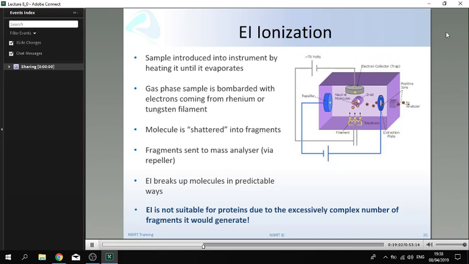So electron ionization will break up molecules in predictable ways. We can predict where the molecules will break because we know where the bonds are the weakest. This is suitable for small molecules. It's not suitable for proteins because this is quite a hard method, and it shatters molecules into many different fragments, which is fine for small molecules.